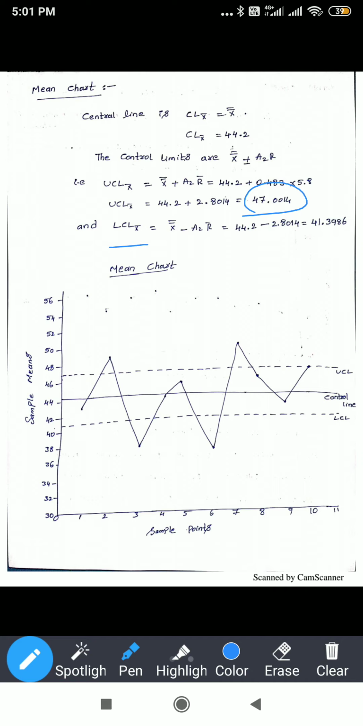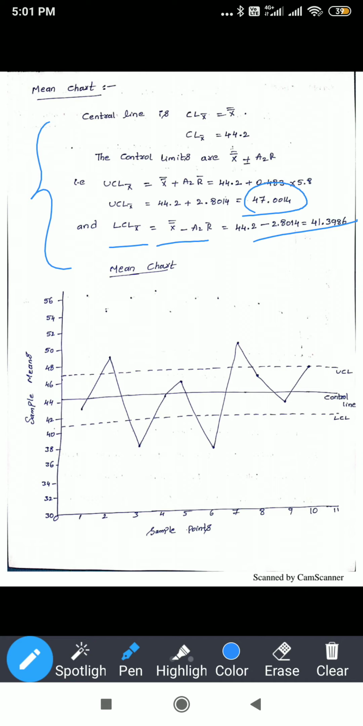So we know all the values, X double bar and R bar, and substituting in this formula we get 41.3986 as the LCL. These are the values of the mean chart: control line, UCL, upper control limit, and lower control limit.